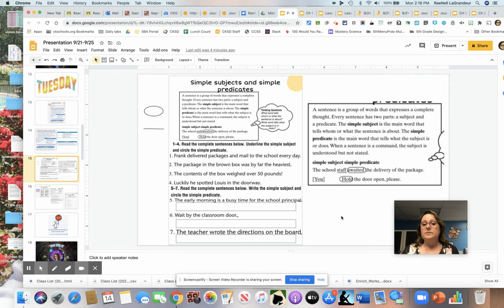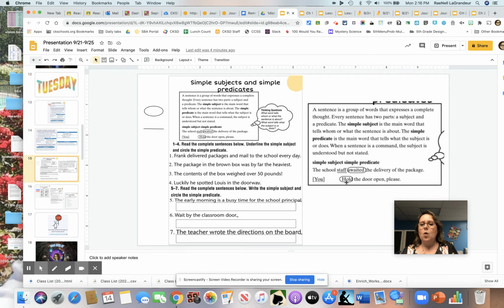Or is or does. When a sentence is a command, the subject is understood but not stated. So here it has, the school staff awaited the delivery of the package. They've underlined staff. If I look at the directions, it's going to tell me to underline the subject. Well, who or what it's about? The staff. What did that staff do? They awaited. So we circle that.